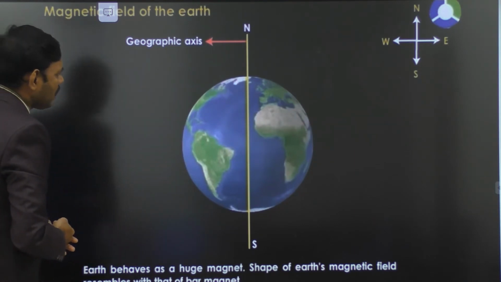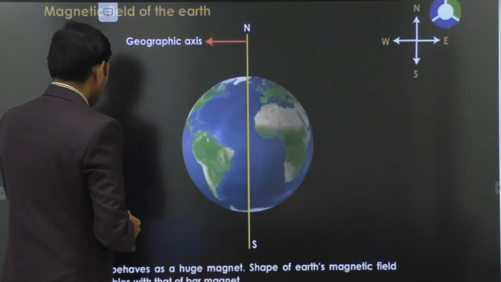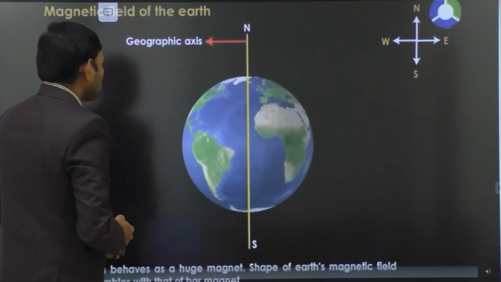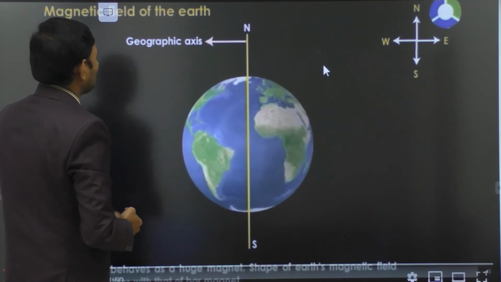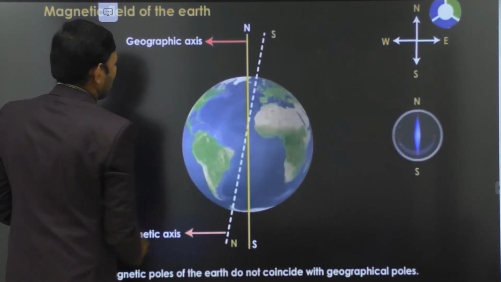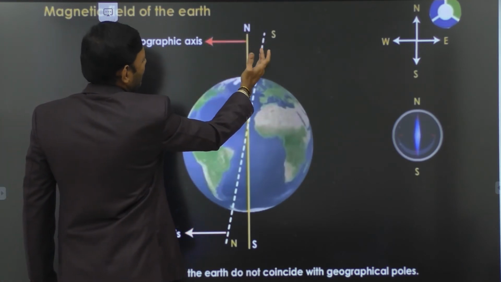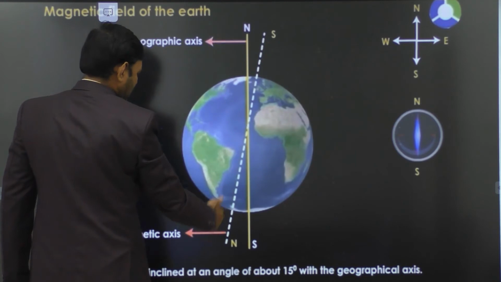Earth behaves like a huge magnet. Students, here you see the video in which you are observing a geographic axis, and Earth is rotating around the geographic axis. This is the magnetic axis, very close to the geographic axis. Beside it we have the magnetic axis.